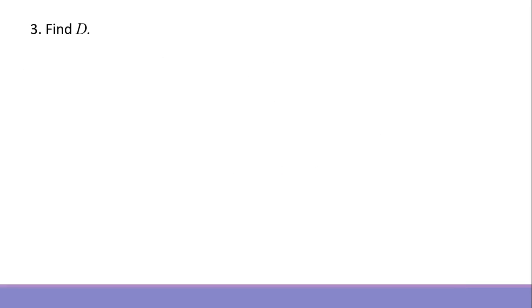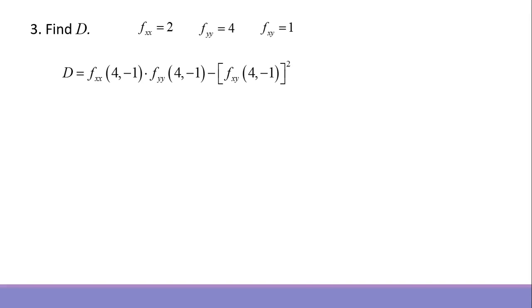The value of d is going to give us that information. So we need our second derivatives, and we need to find the value of those second derivatives at this critical point, 4, -1. Once again, our second derivatives have no variables in them. So f sub xx is just 2, f sub yy is just 4, and f sub xy is just 1, which gives us a value of 7 for d.